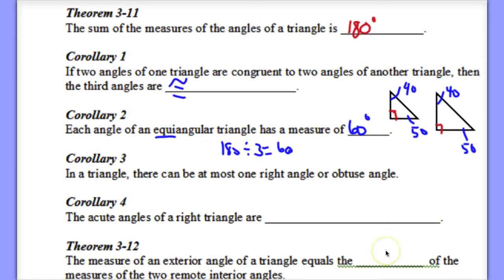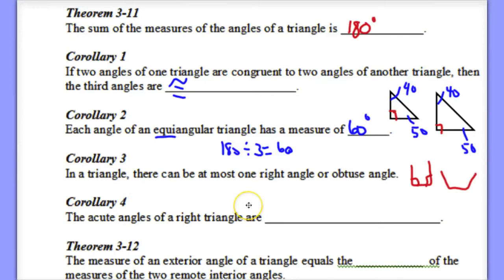Let's take a look at corollary number 3. Corollary number 3 says that in a triangle there can be at most one right angle or obtuse angle. Let's see if that makes sense. Let's try to draw a right triangle with two right angles. Wait a minute, that's not going to work because I can't close it up to make a triangle. What about two obtuse angles? That's not going to work either. So this corollary makes sense. If we're going to have a right angle or an obtuse angle, there can only be one for it to work to be a triangle.